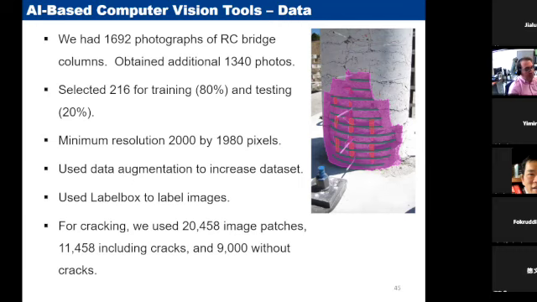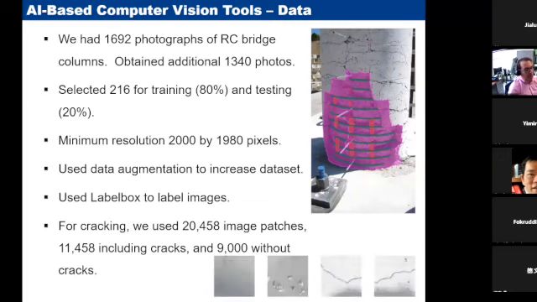For the cracking, we had more than 20,000 pictures or patches of the cracking. And then we labeled them as with cracking, without cracking, and we basically trained the network with these pictures that you see, or basic sample pictures. 11,000 with crack and 9,000 without crack.